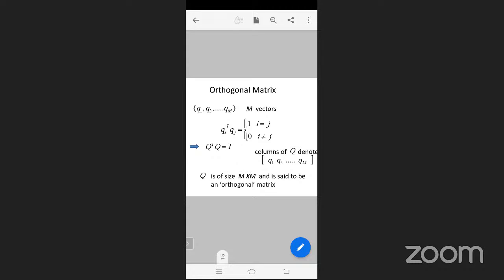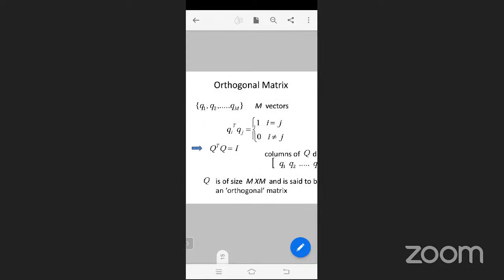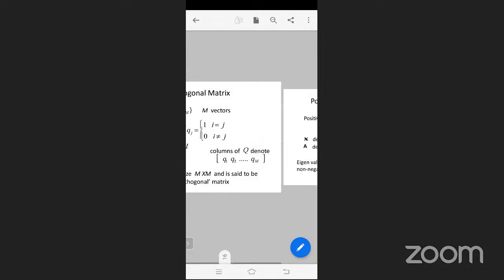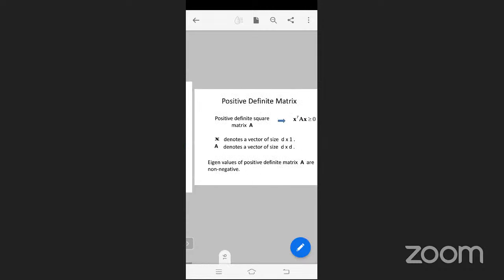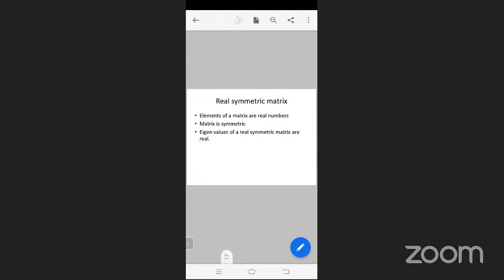Okay, you understand now what I'm saying. So in your R3, the conventional Cartesian coordinates (0, 0, 1), (0, 1, 0), (1, 0, 0) are all orthogonal to each other. Okay, there is something called a positive definite matrix.